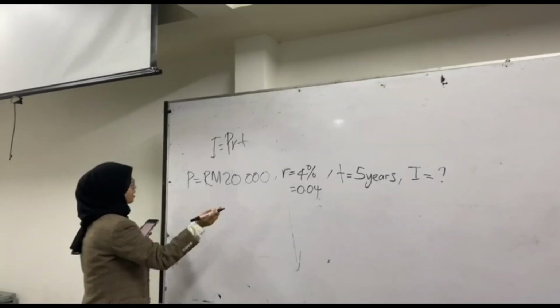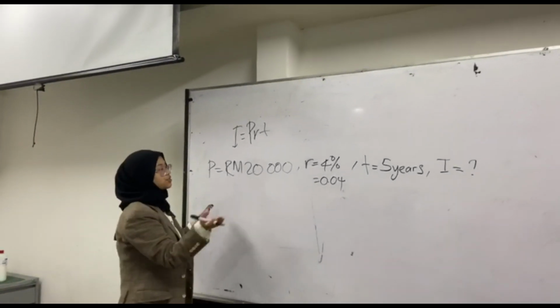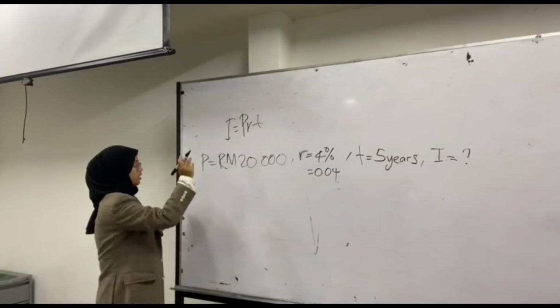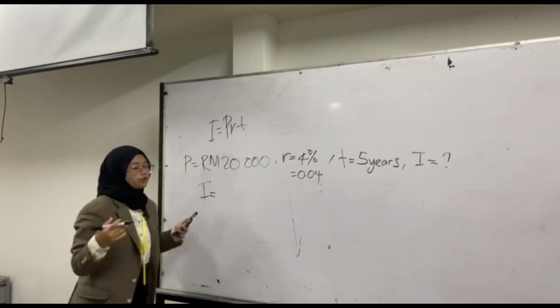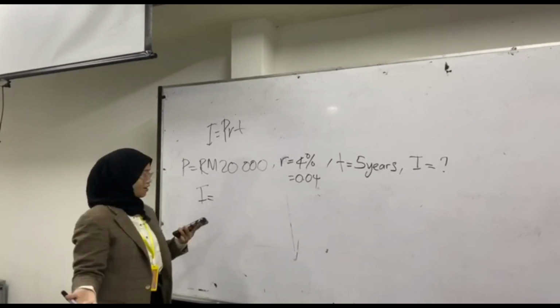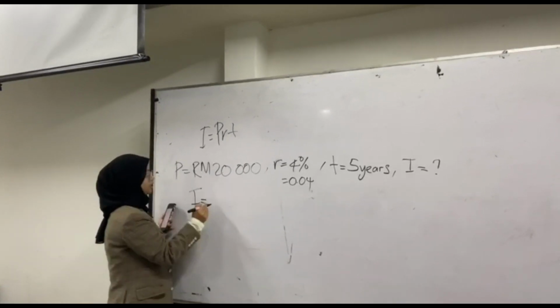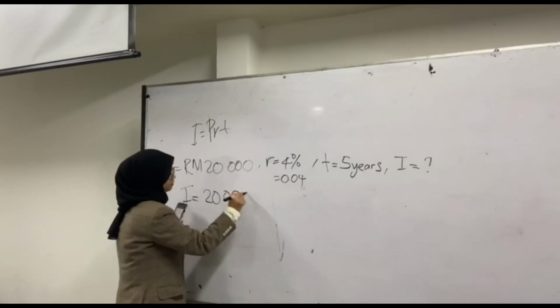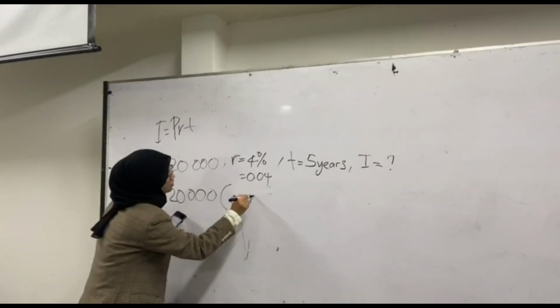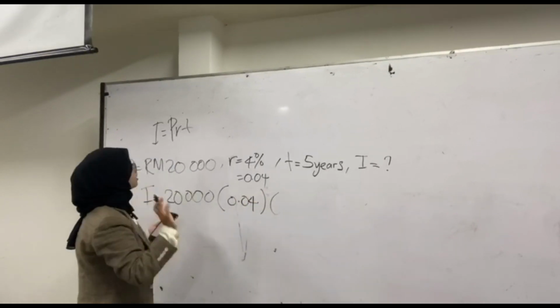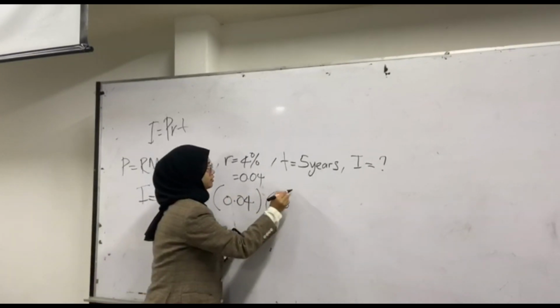After that, we will substitute all of these numbers into the formula. For example, I. We don't know yet what I is, right? So, P, 20,000, in the bracket 0.04, in the bracket also 5 years.